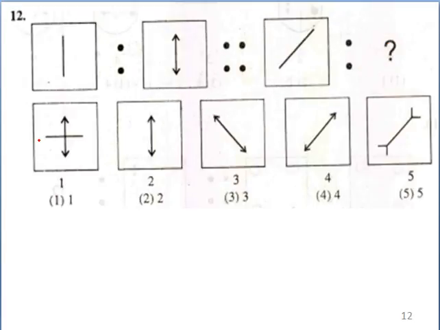Next, look at here carefully. This is a point, and the line is given arrows. So this is the line, and it has to be given arrows. So my figure should contain it like this. So option 4 is my answer.